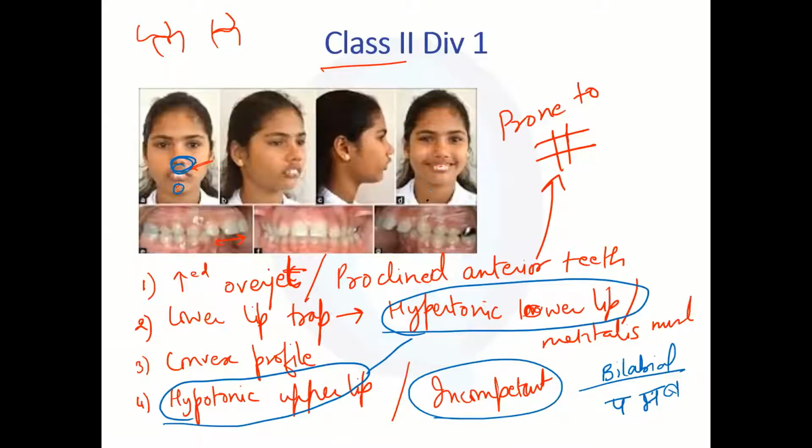Okay. Now somebody asked me, why does the lip problem occur? Because the incisors are projecting outwards. They are not letting the lip close. So the upper lip becomes hypotonic. Hypotonic means less activity, less tonicity. The upper lip becomes less active and the lower lip becomes more active. So there is a hypotonic upper lip, a hypertonic lower lip, and increased mentalis activity.